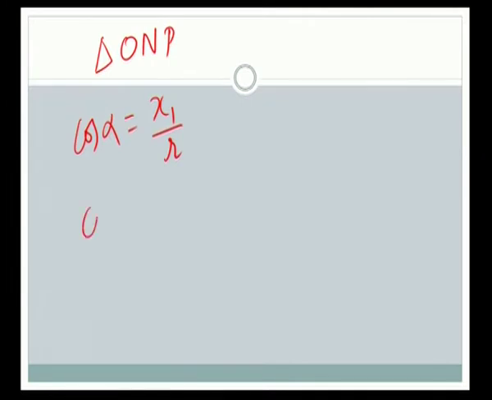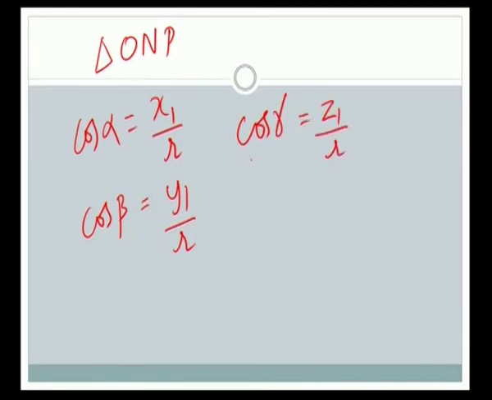Now the direction cosines of that line can be obtained: cos alpha is equal to x1 by r. This direction cosine is obtained from the triangle ONP. Similarly, we can get the direction cosine cos beta as y1 by r, then cos gamma as z1 by r. These three direction cosines were obtained from the triangle ONP.